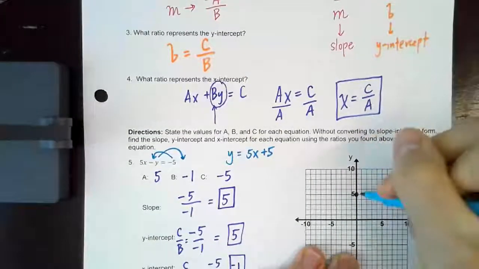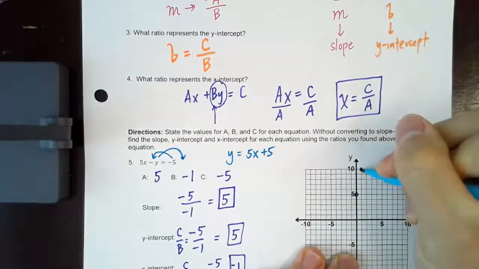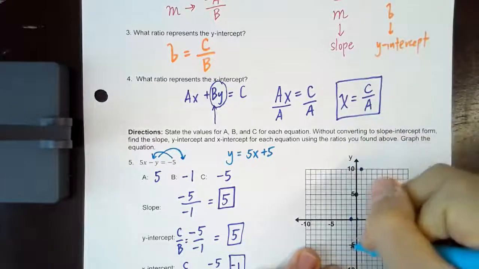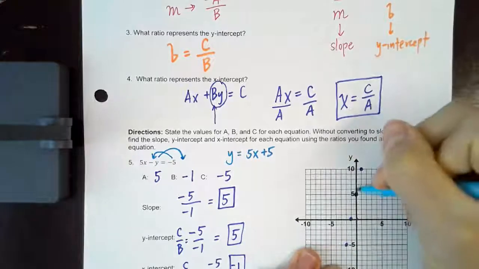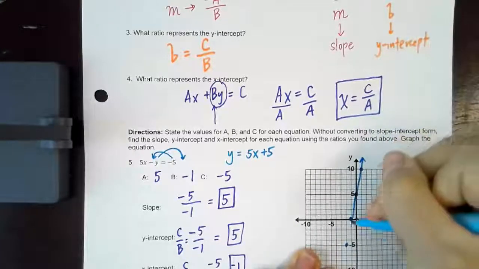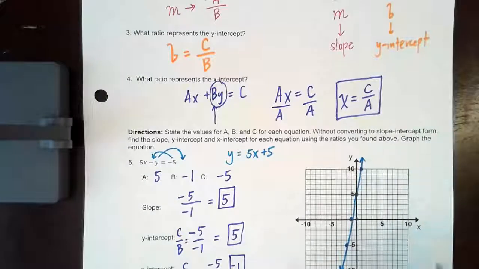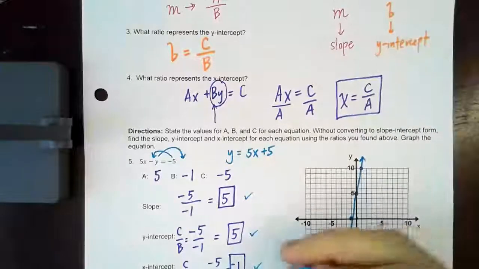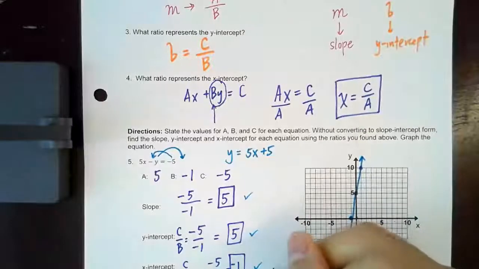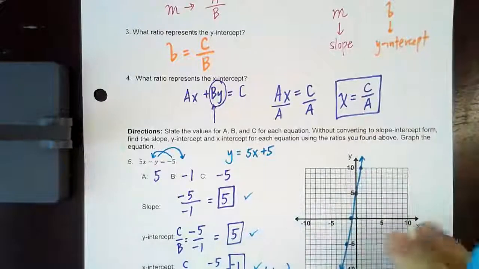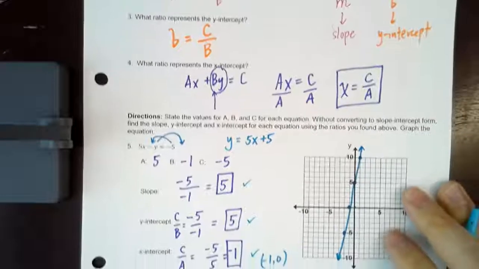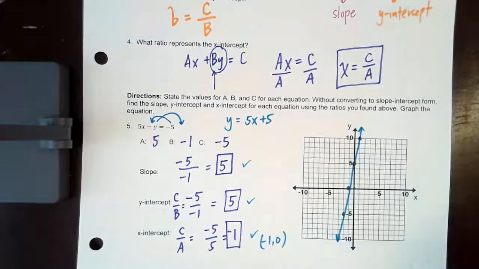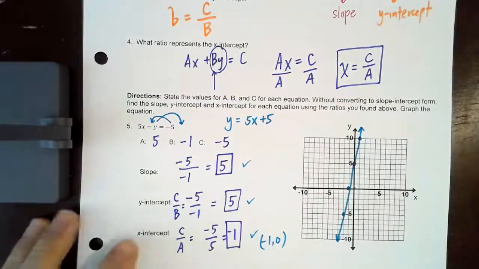So we know that it starts at 5, goes up 5 over 1, down 5, left 1, down 5, left 1. And you realize that everything that was stated here checks out. The x-intercept is at negative 1 comma 0. The y-intercept is at 0 comma 5. The slope is 5 over 1.